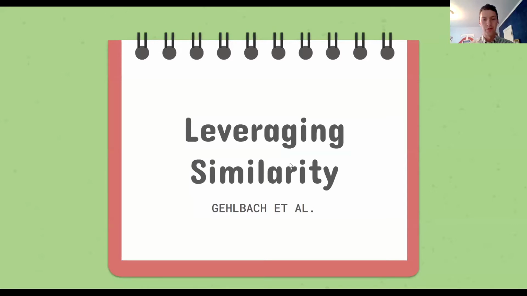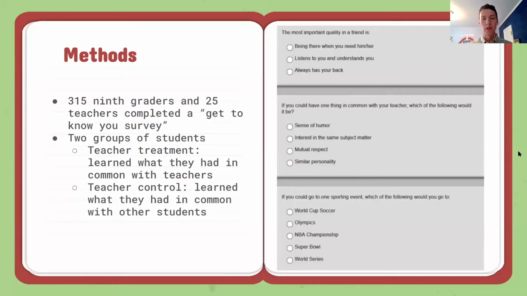Thanks, Joe. So the first study we're going to talk about is a study about leveraging similarity between teachers and students. It was by Gelbach et al. So the way this study was set up was with a group of 315 ninth graders and 25 of their teachers. It started by having the students and teachers complete a get to know you survey. The survey included all sorts of questions, about 25 of them. You can see examples of some of them at the right here.